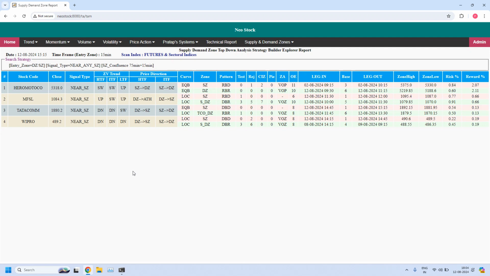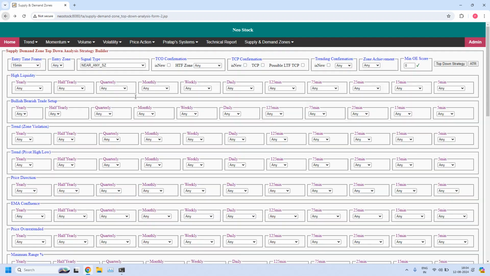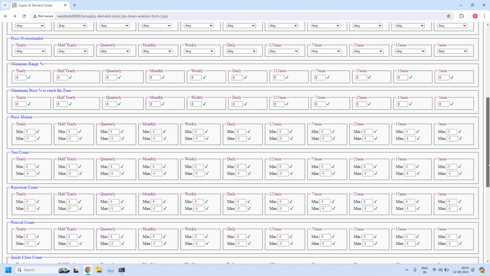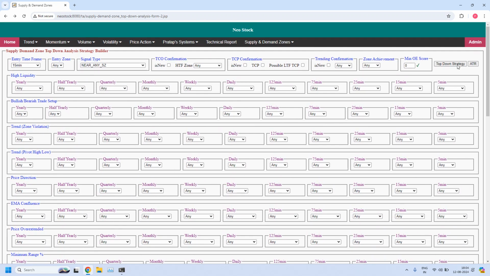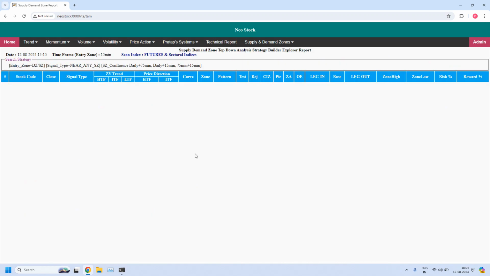Now out of these 4, is anyone having confluence with even the daily supply zone? Let us verify. That is HTF confluence. So 15 minutes is already enabled. Now 15 minute supply zone with the daily supply zone I am enabling, and also 75 minute supply zone with the daily supply zone I am enabling. Now let us filter. That is LTF, ITF and HTF. No stocks. Only ITF confluence, 4 stocks are filtered. HTF, no stocks are there.